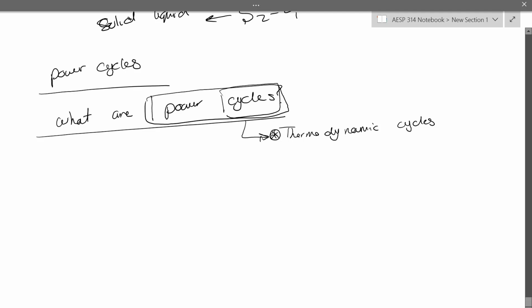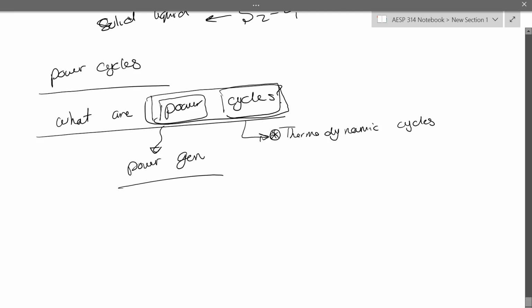Essentially, power cycles are cycles in which we generate power, right? We use heat mostly to generate some sort of power, a mechanical power or electrical power, electricity, like in turbines, in power plants, and so on and so forth. Any questions so far? So the topic of power cycles is essentially going to be the generation of this power.